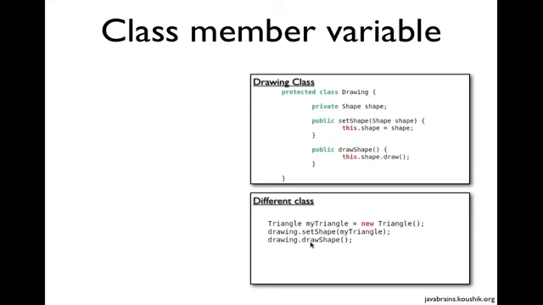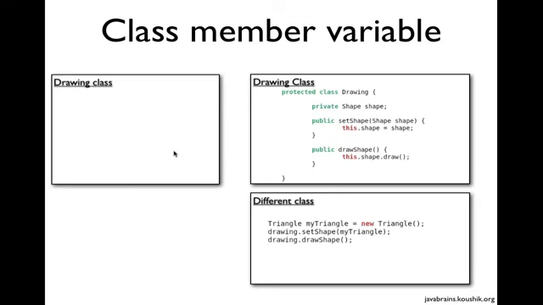And then I will do a drawing.drawShape, and the drawing class doesn't know what shape it has and it doesn't really care. It just calls the drawShape method, and it's going to call the draw method of the corresponding shape, be it a triangle or a circle. So the advantage here is that in our drawing class, instead of having an instance of a specific shape such as a triangle or a circle, it has an instance of the parent shape object. So this can be anything.